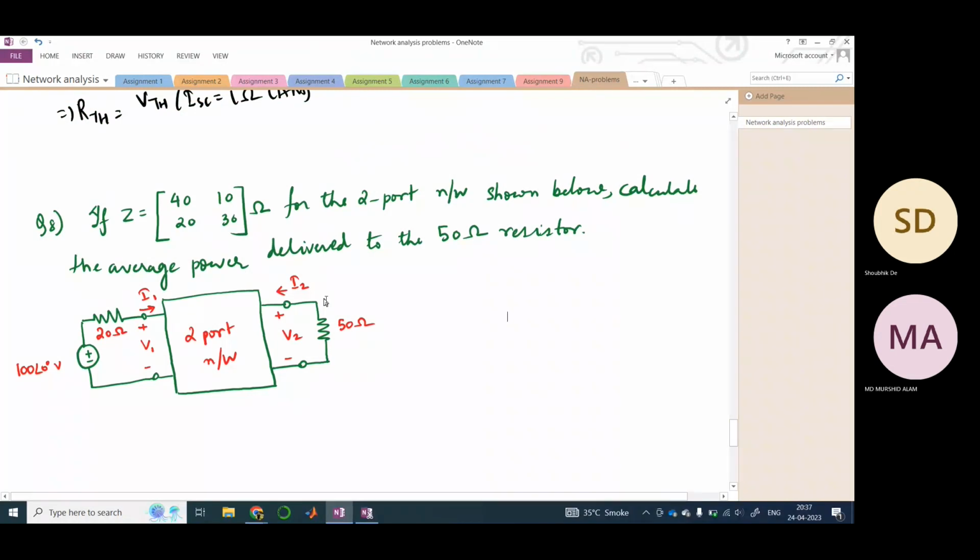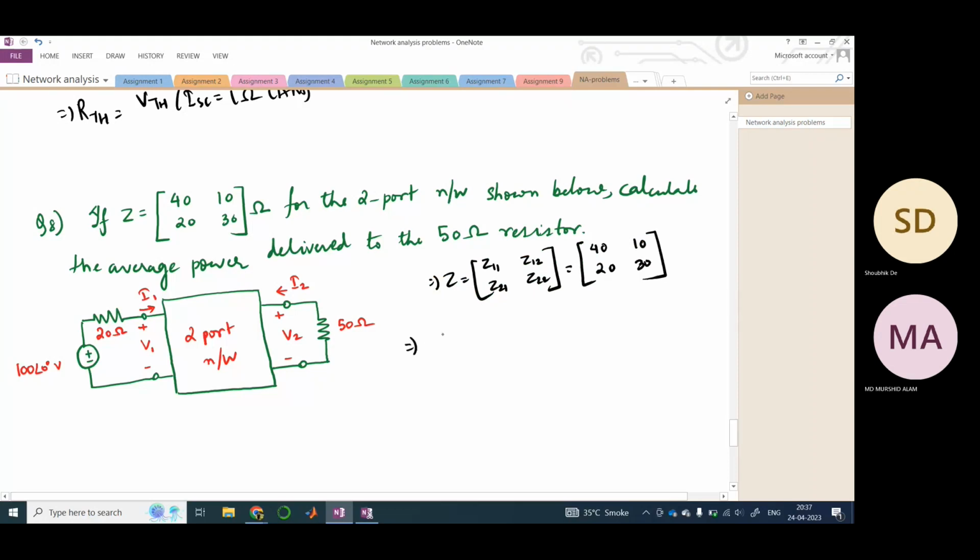So see, this is a Z parameter. Once you note that, you quickly write out the equation. So V1 is Z11 I1 plus Z12 I2, right? First, let me quickly write the Z parameter matrix, which is Z11, Z12, Z21, Z22, and this is 40, 10, 20, and 30, right?